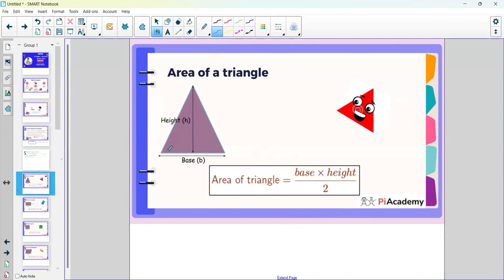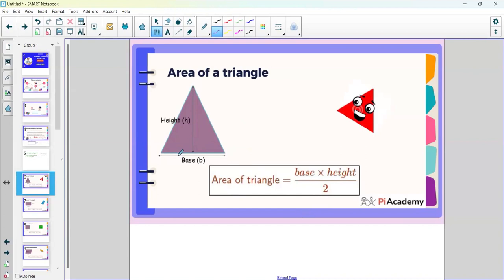So suppose you have a base. A base is something where a 2D shape stands on. So suppose you have a base and you got this height. Okay, so you have the formula for area as base times height over 2. So the area formula is simply base times height over 2.